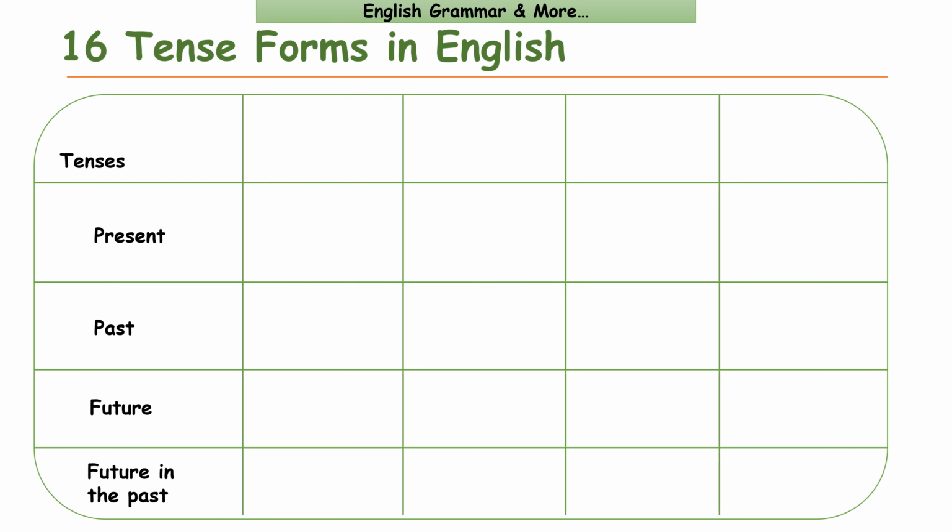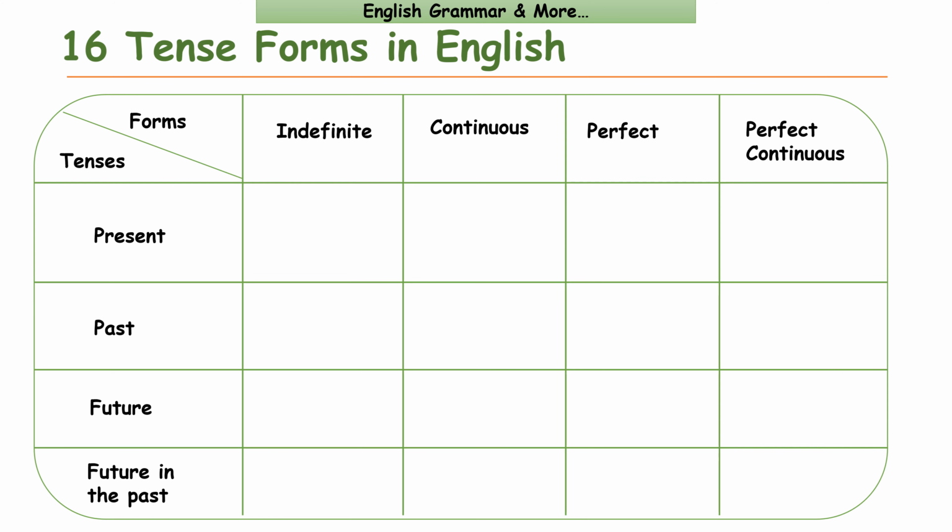Each of these tenses, however, has 4 different forms, and these are indefinite, continuous, perfect, perfect continuous. Together, they make 16 tense forms in English. In this video, we'll go through different verb formulas used to make each of these different tense forms. In the future videos, however, we'll go through these different tense forms in a more detailed way.